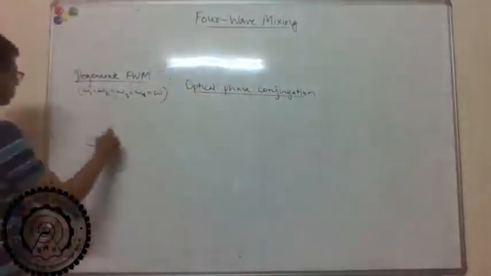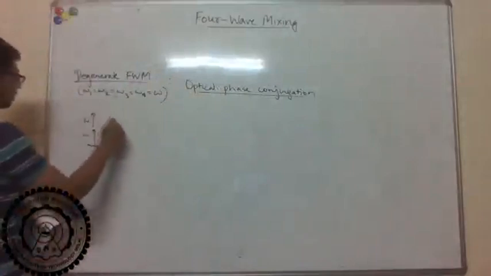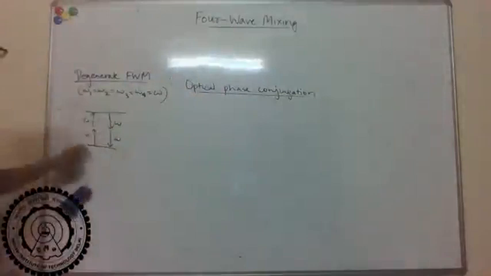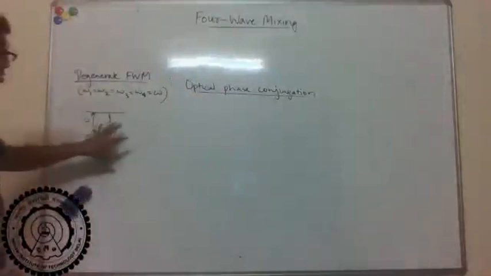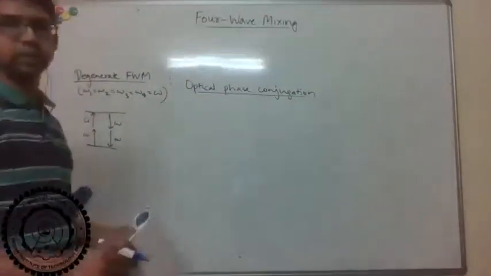Now this looks like some interaction where everything is the same, and it just looks like maybe you have only one beam, but we'll consider four different beams which have the same frequency but different directions of propagation. That's how we distinguish the four beams.